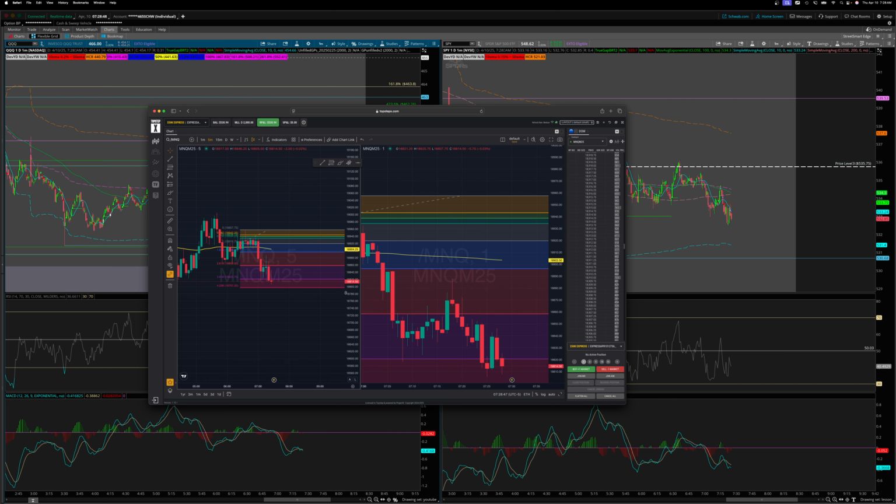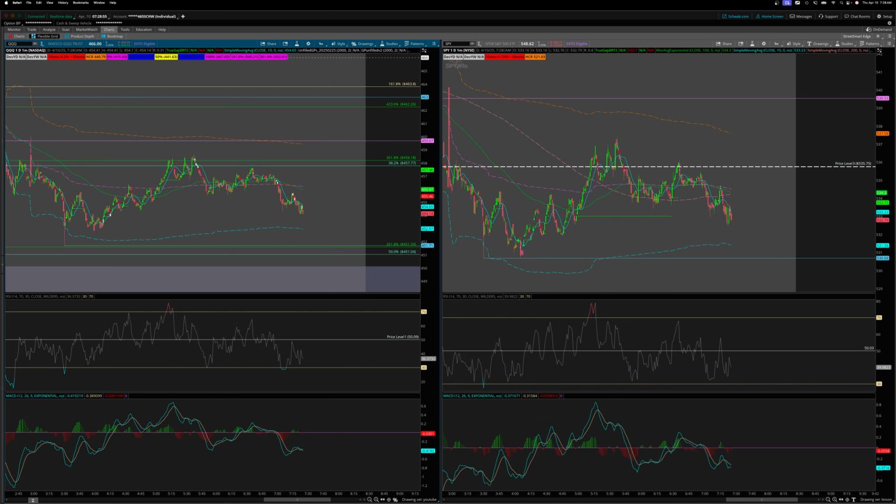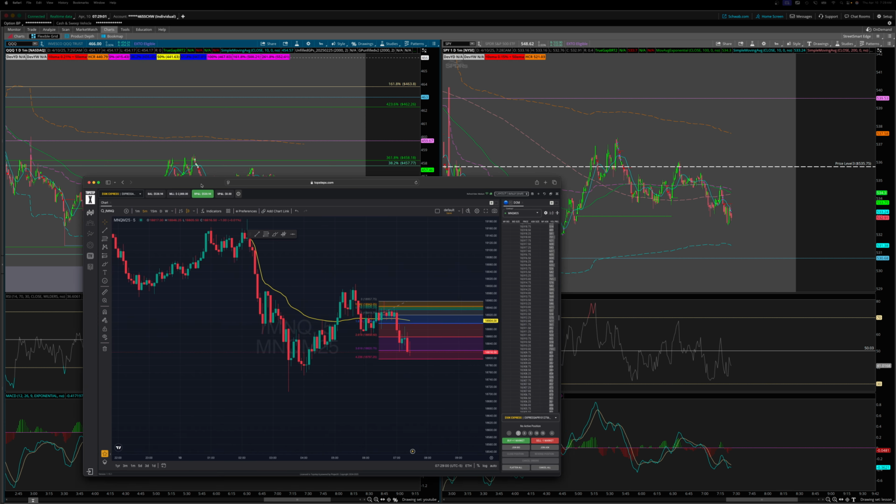We just took a short right here. I had a 5-minute no GP to the downside. Not too shabby. So we're gonna be trading on this, and we're gonna have to see what we get with the MNQ here. So we'll change it to one chart.